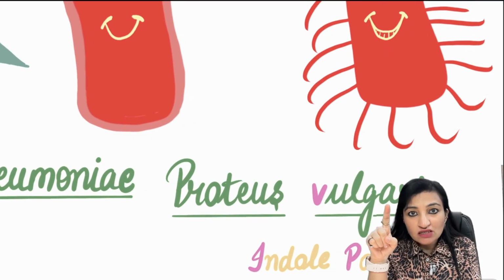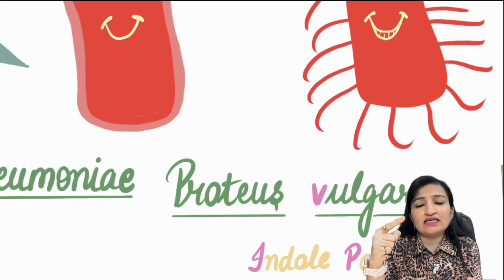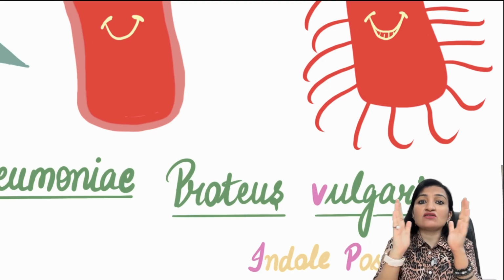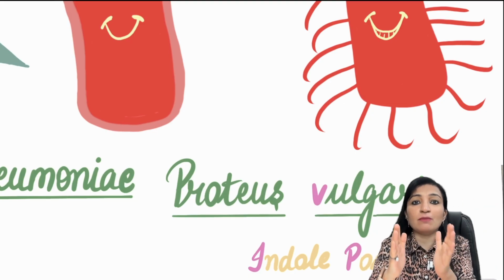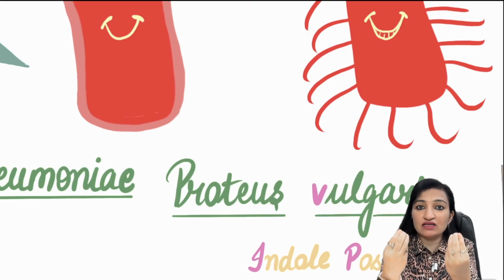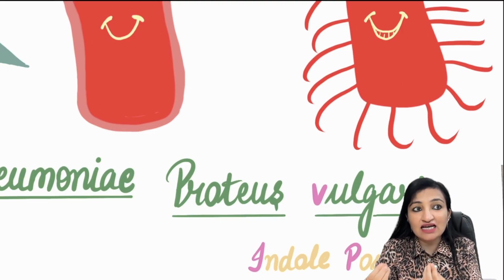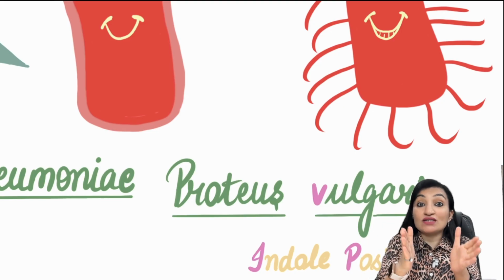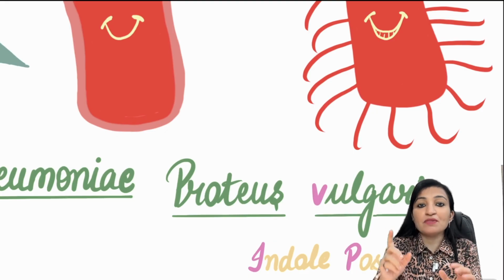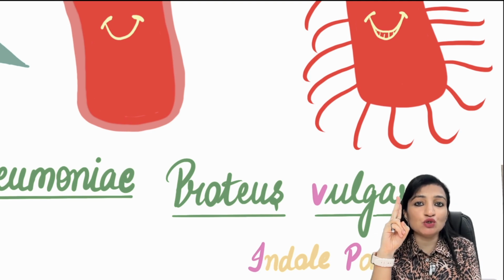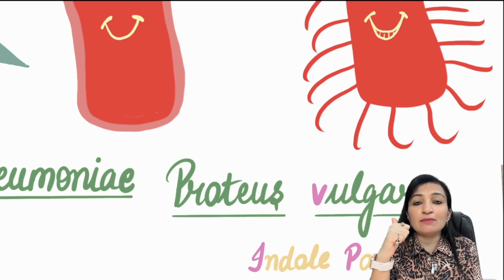Now Proteus also belongs to the Enterobacteriaceae family, just like Escherichia and Klebsiella. So all these three genera, Escherichia, Klebsiella, Proteus, belong to the Enterobacteriaceae family, which is the family of gram-negative rods or gram-negative bacilli, which by definition are oxidase negative and catalase positive. Okay? In Proteus there are two important species which you should remember, Proteus vulgaris and Proteus mirabilis.